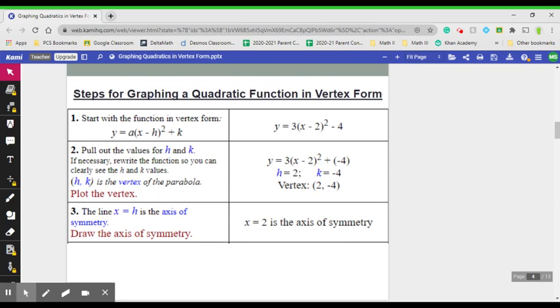To walk through the steps really quickly of this process, we have an example. Basically, you're starting out in vertex form, and you can see an example right here of that. We want to take out the h and the k. In this case, we have a 2 and a -4 from our equation, and that gives us our vertex right away. And we know that our line of symmetry goes right through the vertex for every parabola. And that would tell us here that our axis of symmetry that we could draw in would be at x equals 2.